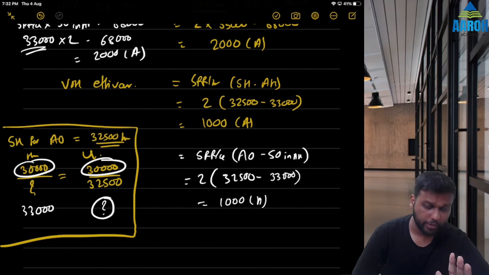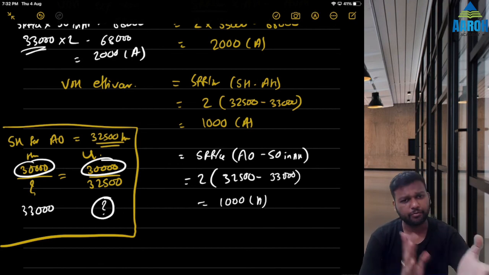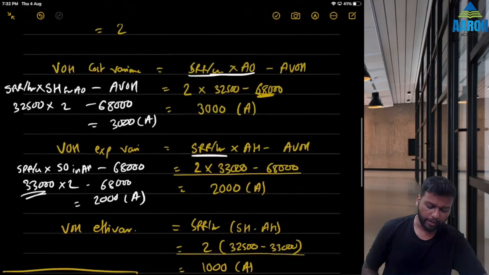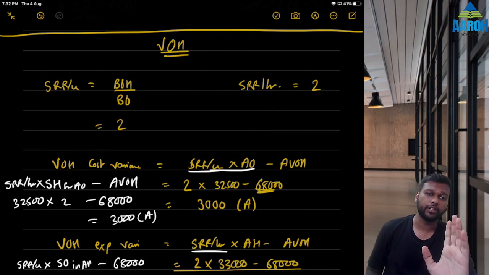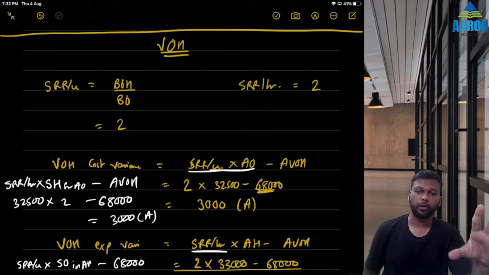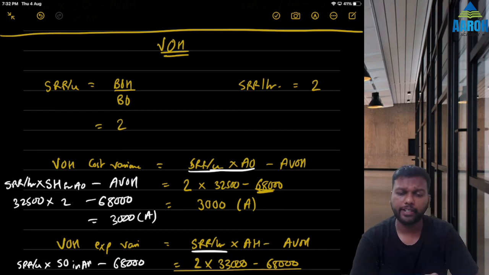So in this way you can use both formulas to calculate variable overhead variances, and the same for fixed overhead variances. This is important in the exam because if some question comes where there is no data given of units or hours, then you have to use the other formula. This is also very useful in missing figure questions. Okay, so I hope this part is clear to everyone.